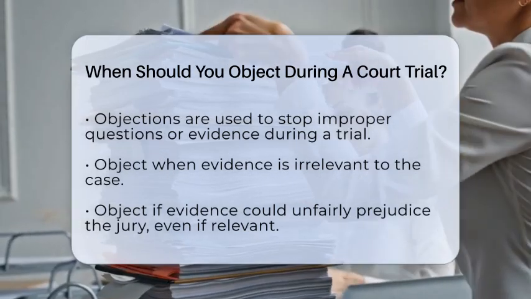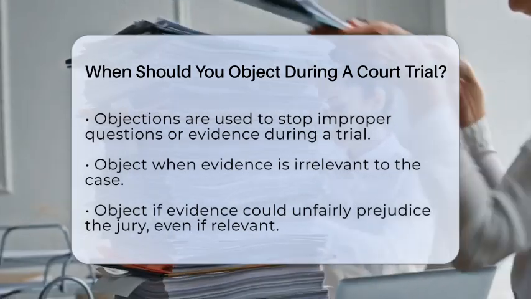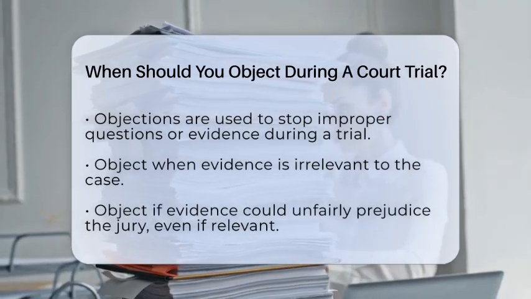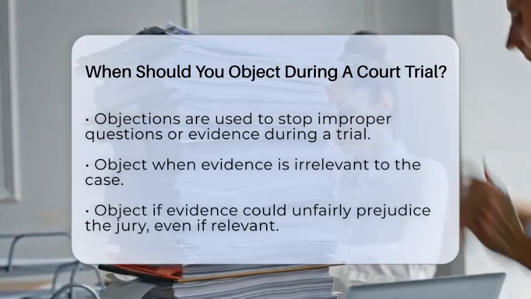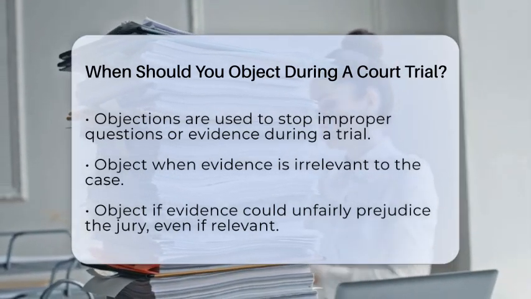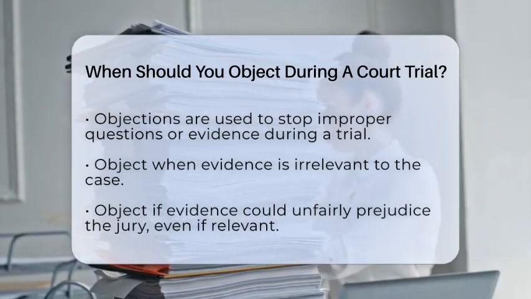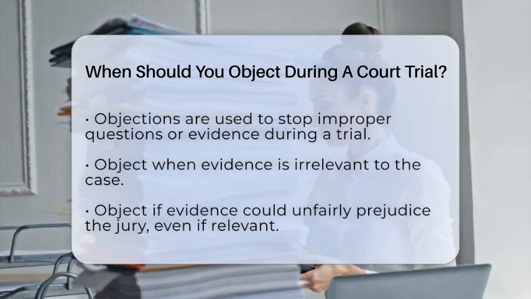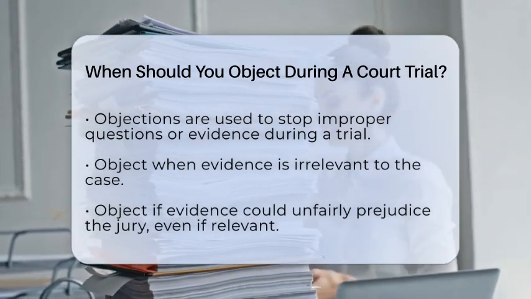In a trial, objections are your tools to stop improper questions or evidence from being presented. You should object whenever something violates the rules of evidence or court procedures. For example, if the opposing side tries to introduce evidence that is irrelevant to the case, you should object. Relevance means the evidence doesn't help prove or disprove anything related to the case.